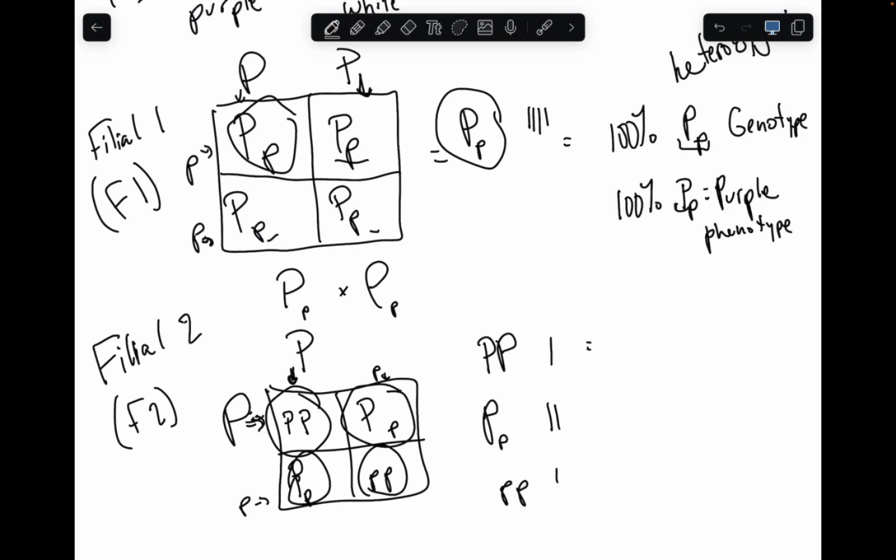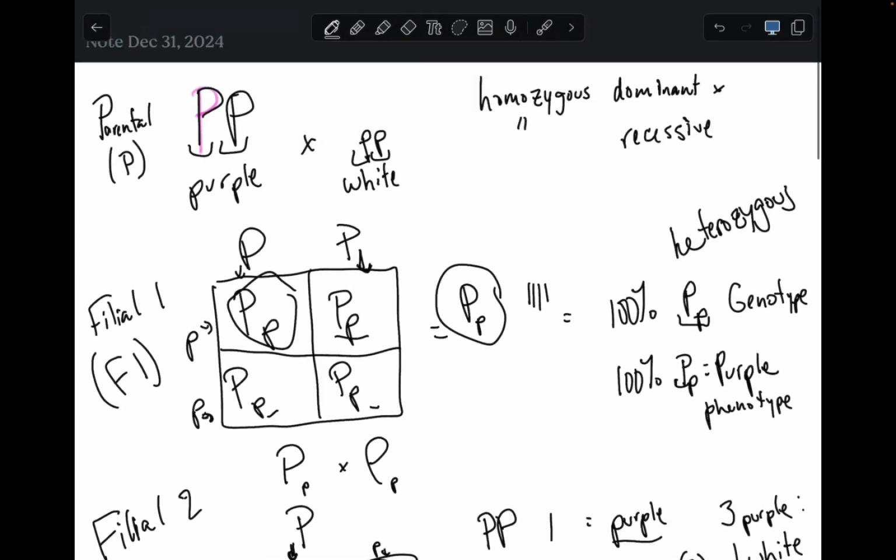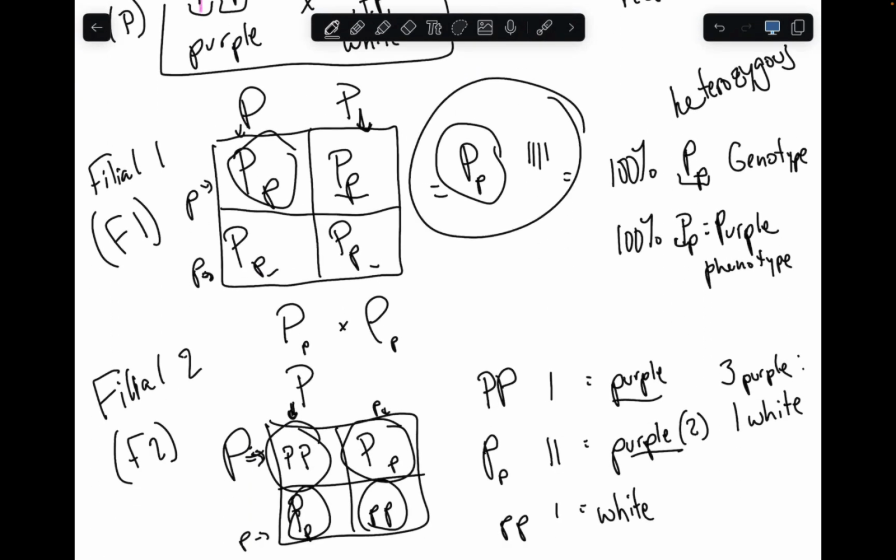So now I have, okay, this is going to be purple. So I have one purple. This one's also going to be purple, but there's two of them. So purple. But this one will be white. And so if I add up, right, I have one purple plus two purple, I get three purple, one white.